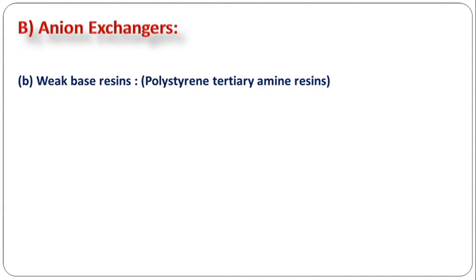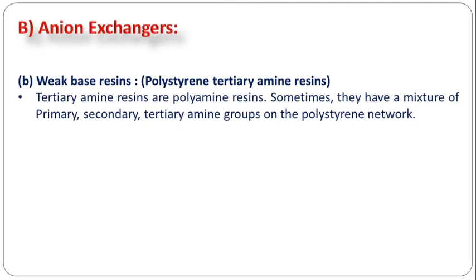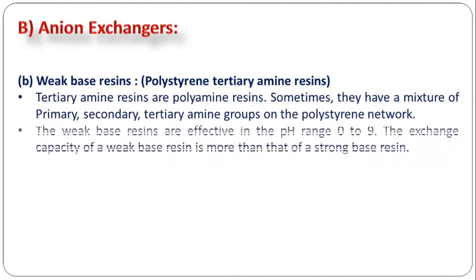Weak base resins contain polystyrene tertiary amine resins. The tertiary amine resins are polyamine resins. Sometimes they have a mixture of primary, secondary and tertiary amine groups on the polystyrene network. The weak base resins are effective in a pH range of 0 to 9. The exchange capacity of weak base resins is more than that of strong base resins.